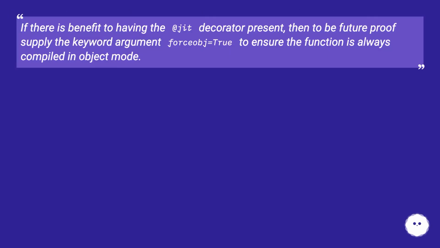If there is benefit to having the @JIT decorator present, then to be future-proof supply the keyword argument forceobj equals true to ensure the function is always compiled in object mode.